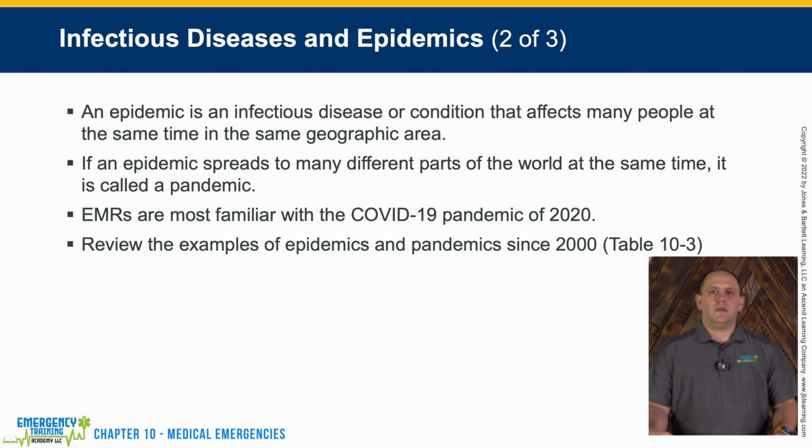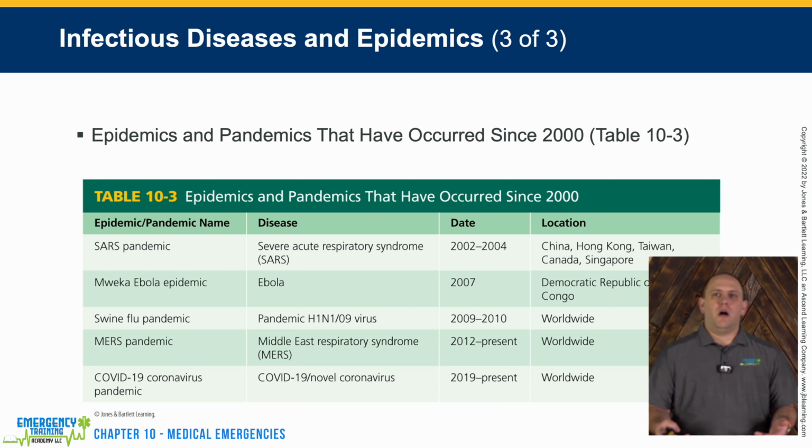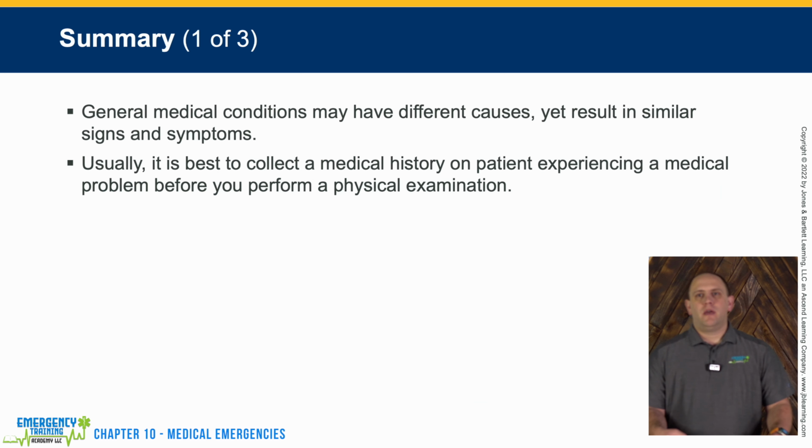Here we can see a list of some of the epidemics or pandemics that have occurred just in the last 20 or so years. We had the SARS pandemic, we had the swine flu in 2009, 2010, and then as we all are aware, we had the COVID-19 pandemic. It started in 2019. So we're going to go through the summary of this chapter.